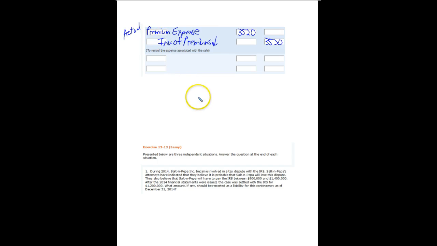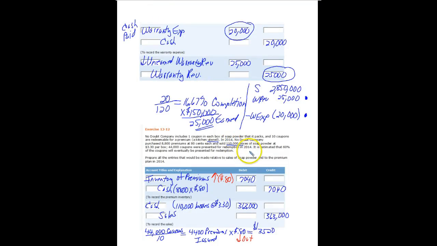But now we want to match sales with the premium expense in the same accounting period. So if we recorded sales of 363,000, we want to fully match that. What's the full cost of the premiums that we anticipate? So of these sales, how much of that is going to come back that we need to issue kitchen utensils for? Okay, so let's go back and look at the information to arrive at the estimate.